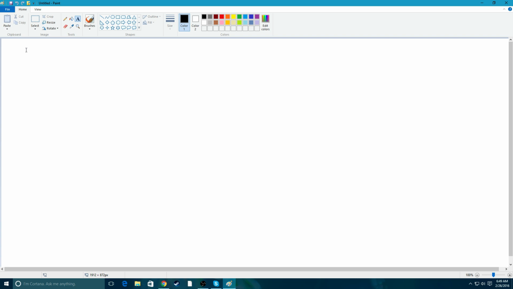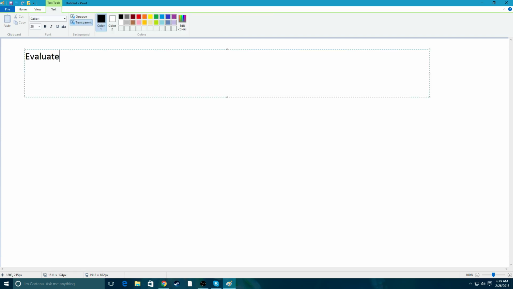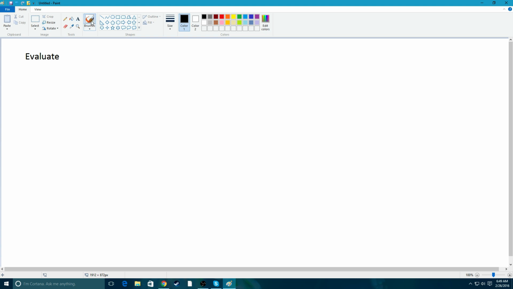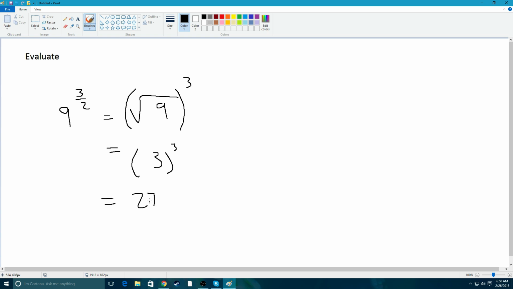When you evaluate, we already did a problem like this already, but we'll do it again. Let's say you've got something like 9 to the 3/2 power. What that means is it is the square root of 9 cubed. So the square root of 9 is equal to 3. And 3 cubed is equal to 27.